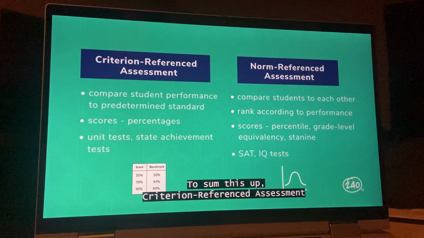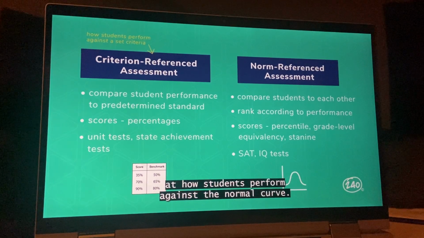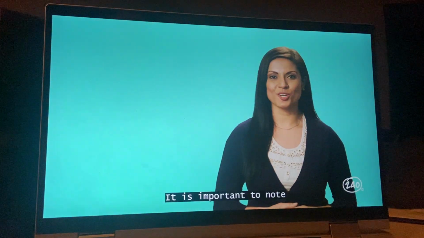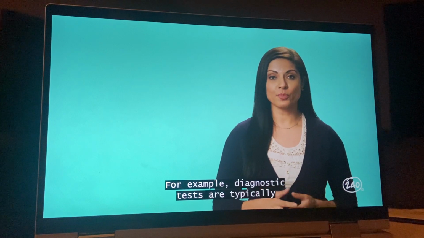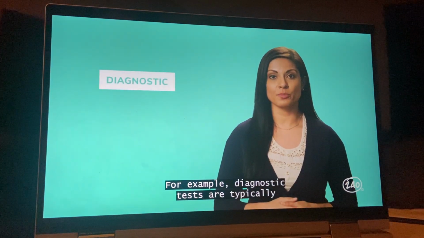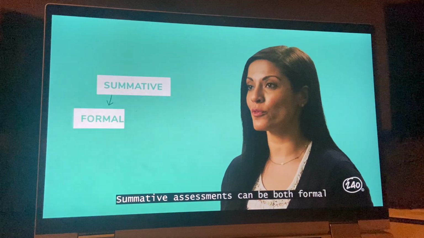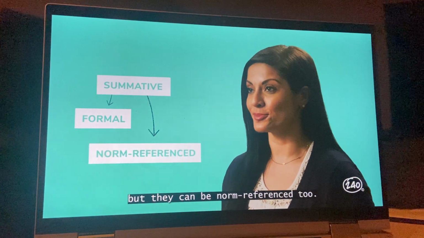To sum this up, criterion-referenced assessment looks at how students perform against a set criteria. Norm-referenced assessment looks at how students perform against the normal curve. It is important to note that these terms are not mutually exclusive. For example, diagnostic tests are typically both formal and formative. Summative assessments can be both formal and criterion-referenced, but they can be norm-referenced too.